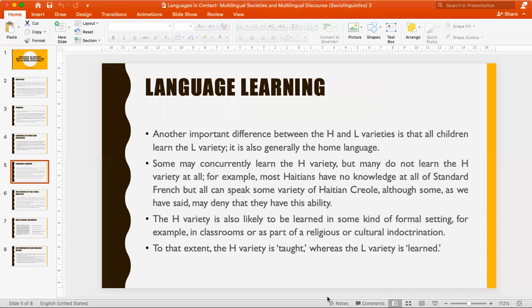And then in language learning, another important difference between H and L is that all children learn the L variety. It is generally the home language. Some may concurrently learn the H variety, but many don't learn it at all. For example, the Haitians have no knowledge at all of standard French, but all can speak some variety of Haitian Creole. Is that French mixed with Haitian?